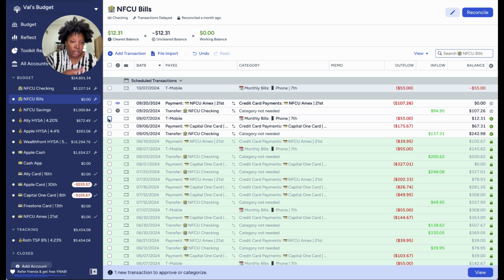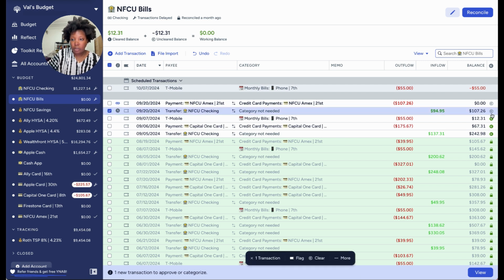So that is a scheduled transaction, so it repeats. However, I do need to change the upcoming one for October because it'll be $58 and some odd change. Then on September 20th, we have the transfer from checking for the $94.95, which is this one. So that one's cleared and posted.